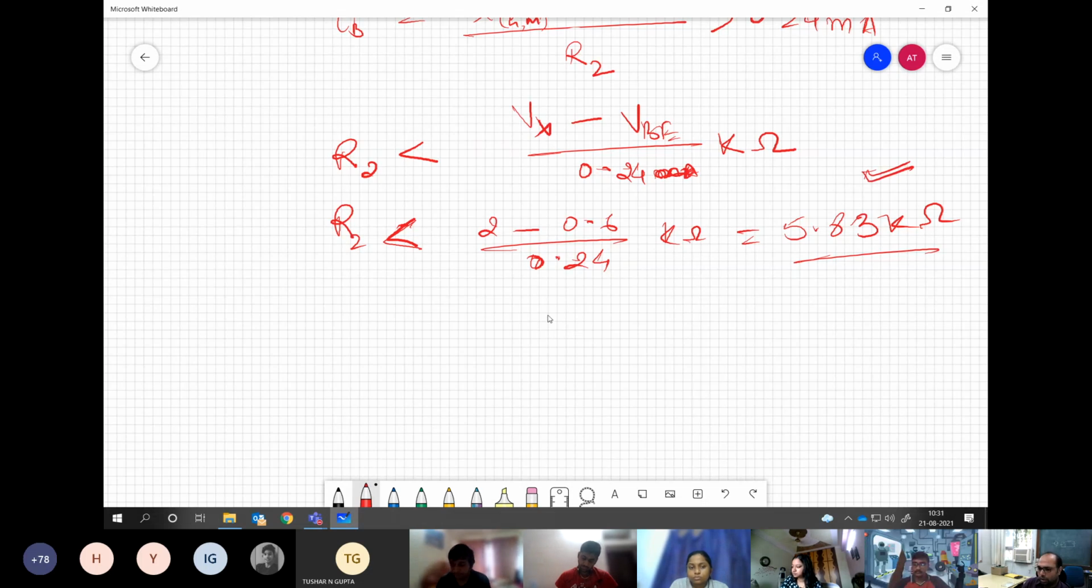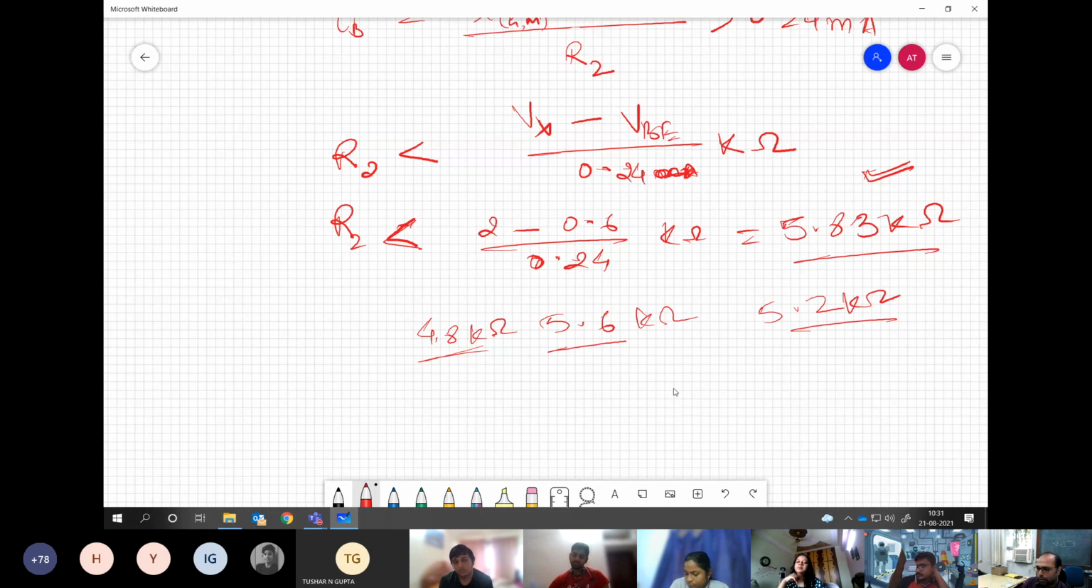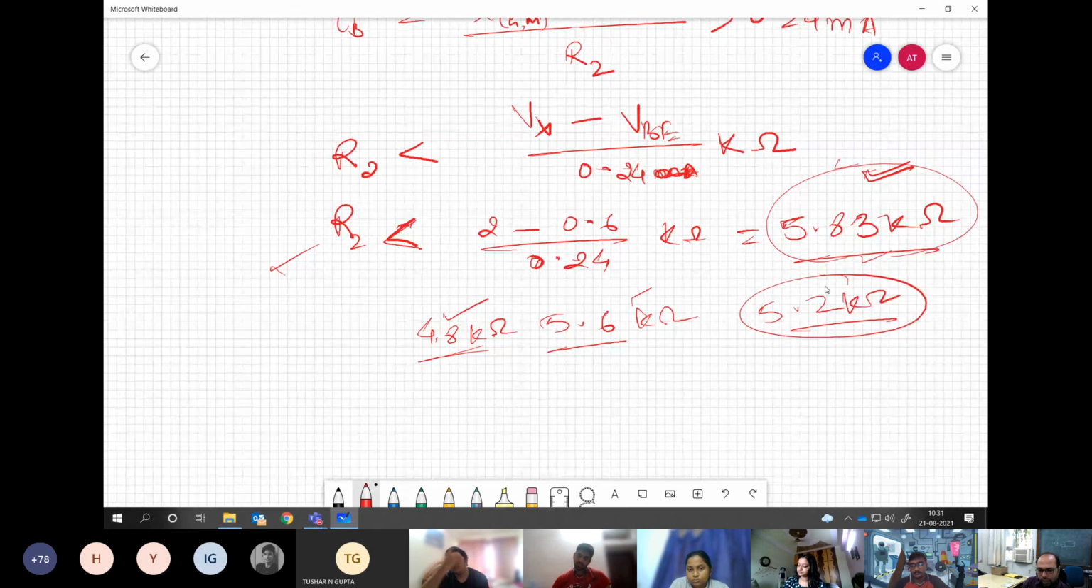Understanding my point? So generally when we are choosing the practical resistance value, we don't get all the values whatever we want. There are some discrete values. So something like 4.8 could be available, 5.6 could be available, 5.2 kilo ohm should be available. Now all these things will be available for the carbon resistors. Because all these come below this designated 5.83 kilo ohm value, any value you can choose.